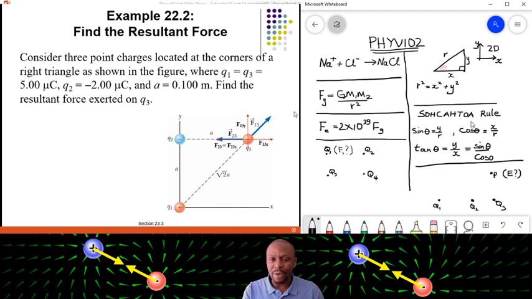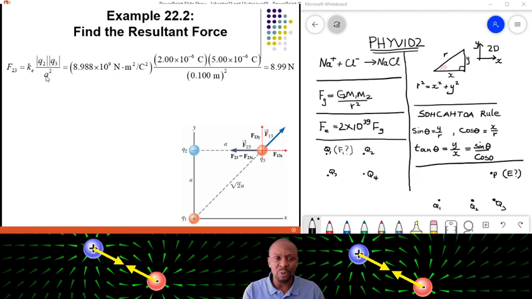Now, let us compute this force. The first part is to determine the magnitude of these forces, because we know the distance between them, we are given the value of A, and we are given the value of Q2. If we also know the value of Q3, we can tell what F23 is. F23 is given by this equation, because you have Q2, you have Q3, you know the distance between them, and the final answer would be 8.99.